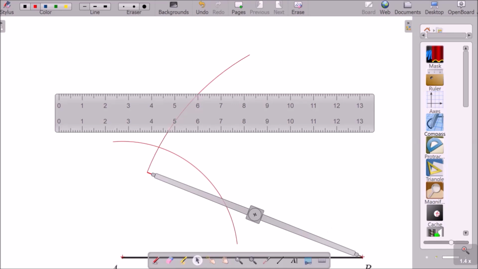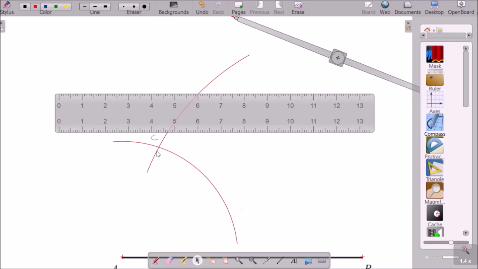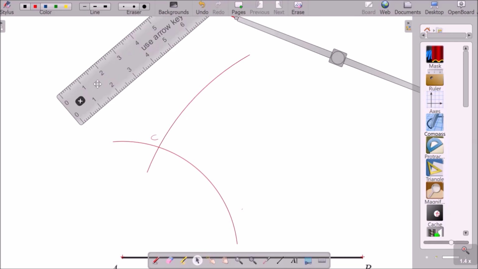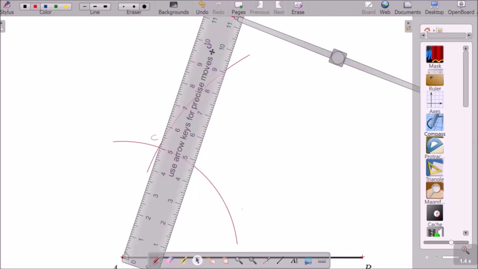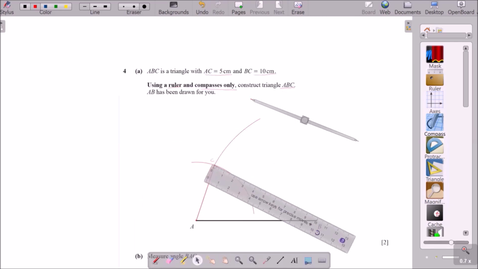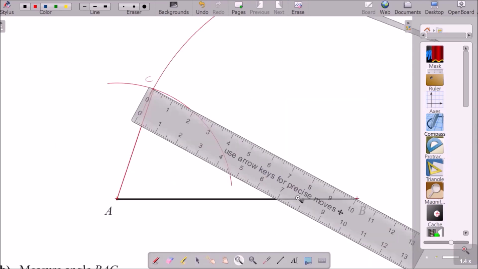That's our point C. So from A, we have 5 centimeters. From B, we have 10 centimeters. Then we get our point C. Then we use our ruler to join A to C. Then we also join B to C, making sure that we are as accurate as possible. Using a pencil and a ruler, we join B to C.